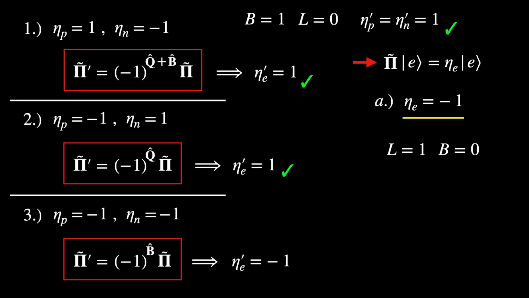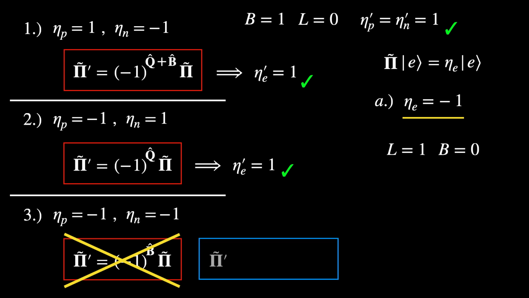Thus we will need a new redefinition of the parity operator without compromising our previous results for the proton and the neutron. We can do this by using the lepton number operator. Including the operator L would not affect our results on the nucleons, since these are not leptons, but would set the electron's parity to 1.